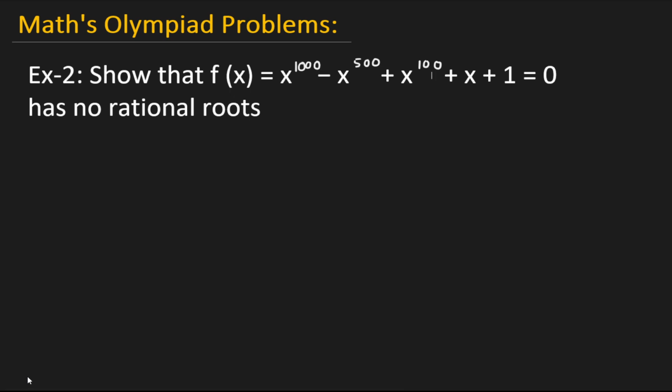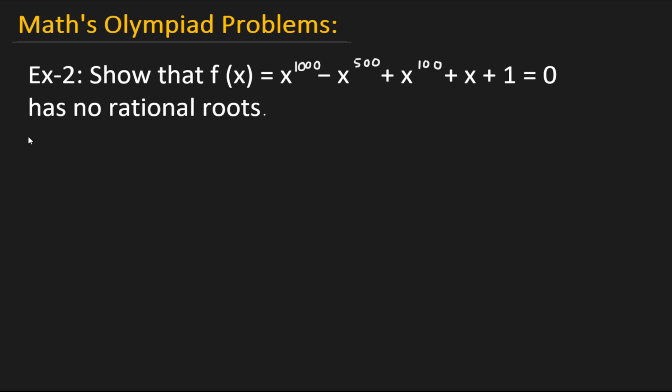Now here let us solve the second question. What do we have to show? We have to show that this particular equation, x to the power 1000 minus x to the power 500 plus x to the power 100 plus x and then plus 1 is equal to 0, has no rational roots.